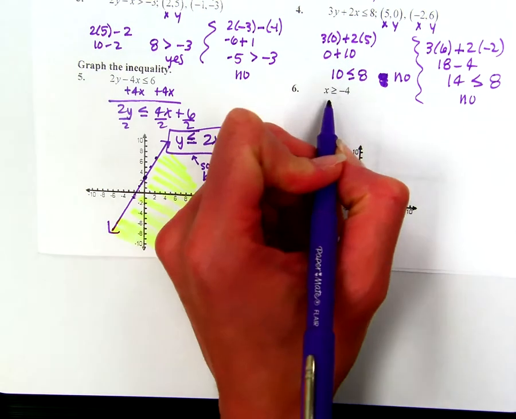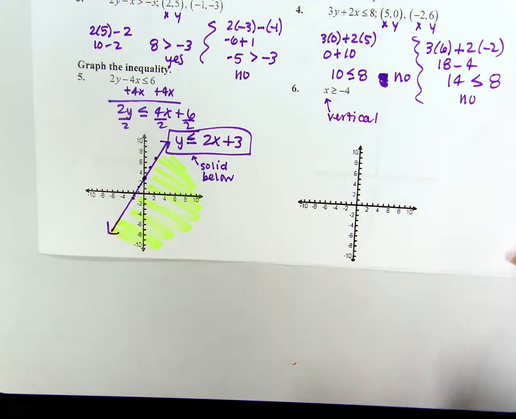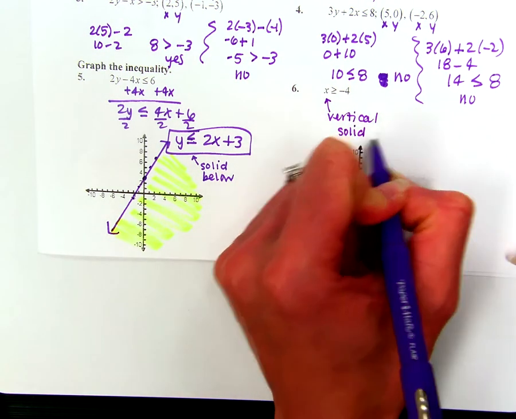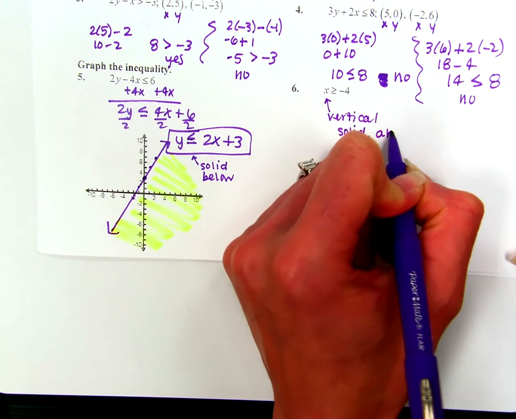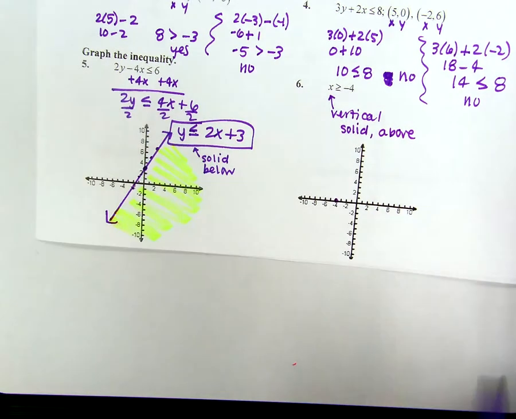That's just optional. All right, this one is a vertical line because it's just x, and it's a solid line because it has the greater than or equal to. And since it's greater, that means I'm going to shade above. So I'm going to make a vertical line at -4. It's a solid line.